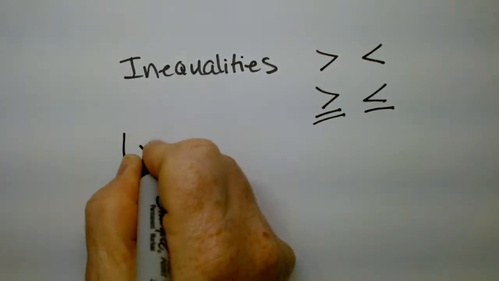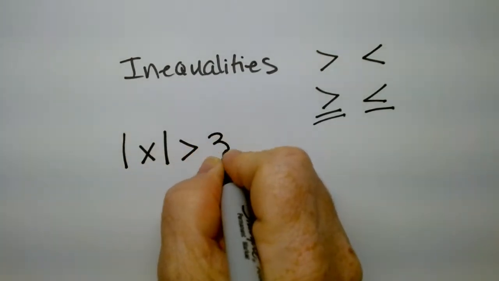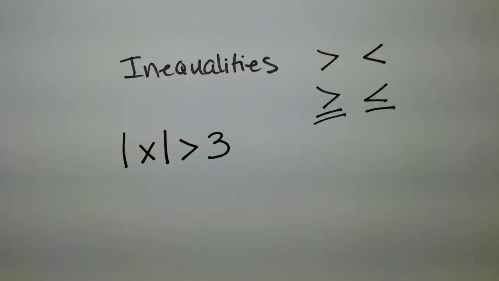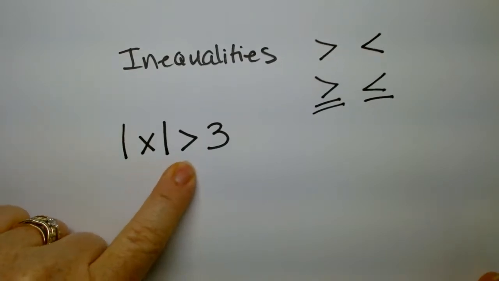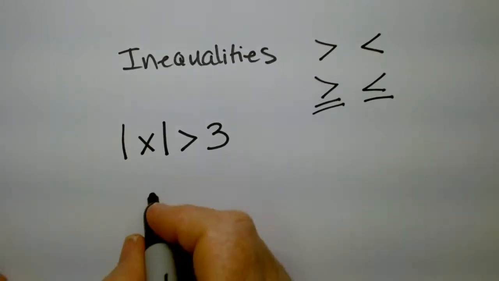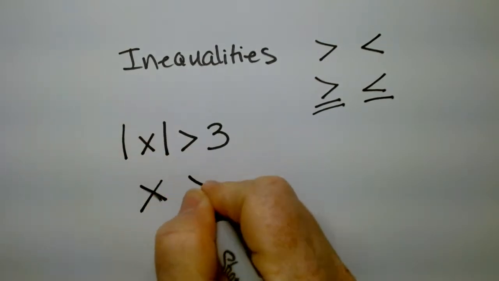If I said the absolute value of x is greater than 3, what does that mean? Okay, what are these bars? It just means whatever's inside, just take the positive form of it. It means we don't care if the number is negative or positive. So if the absolute value of x is greater than 3, you just rewrite it, but take the bars off. X is greater than 3.